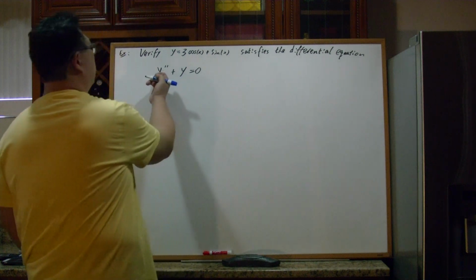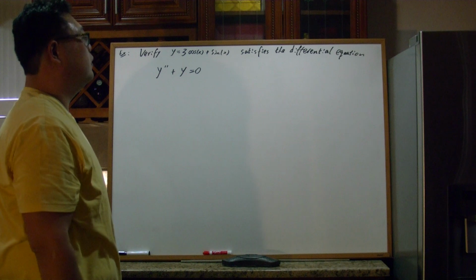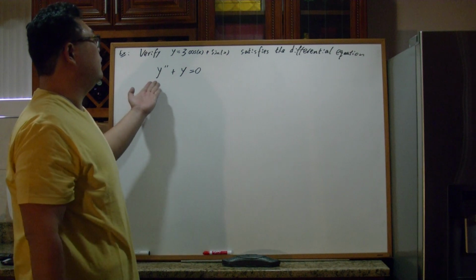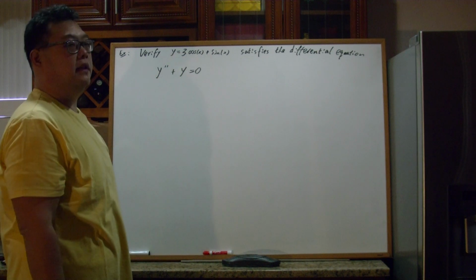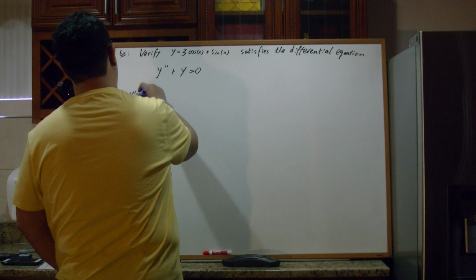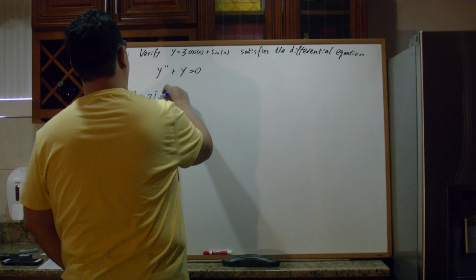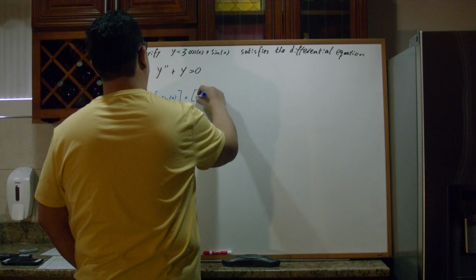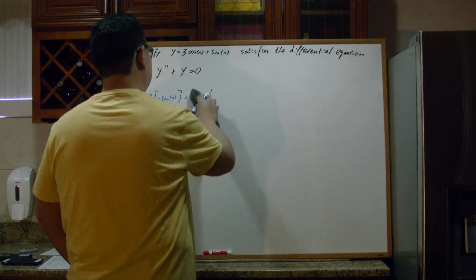So what we want to check is y double prime plus y equals 0. We're given y is 3 cosine x plus sine x. Our purpose is to find y double prime and add that together with y to see if that is equal to 0. So first of all, find the derivative of y. That's 3 times negative sine x plus the derivative of sine x, which is cosine x. I don't have to put parentheses.